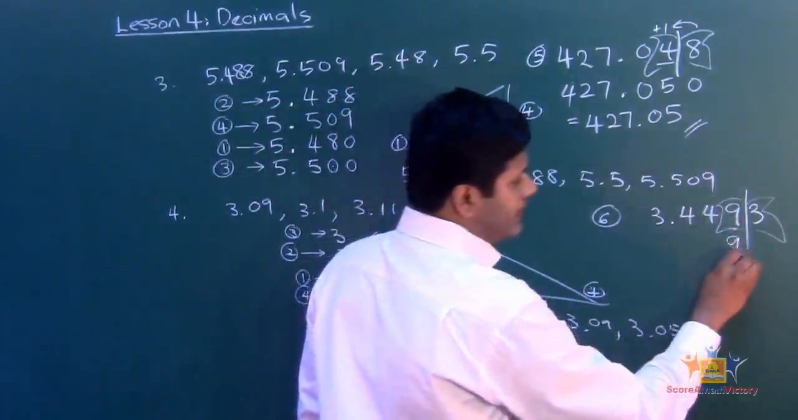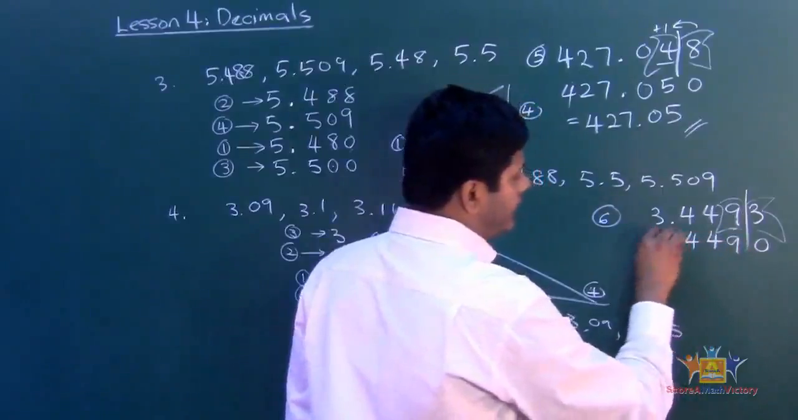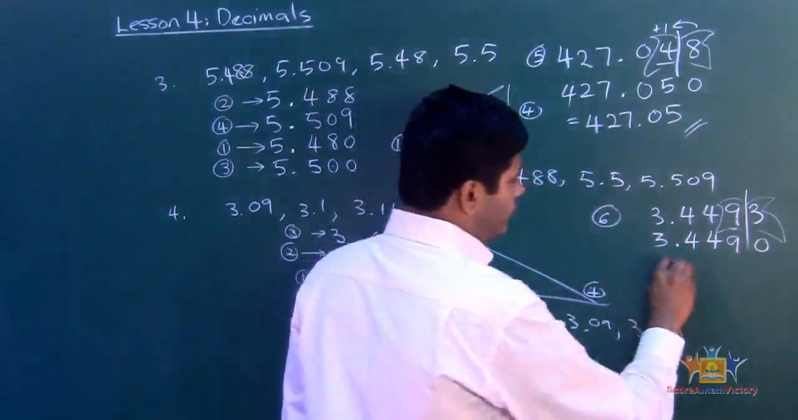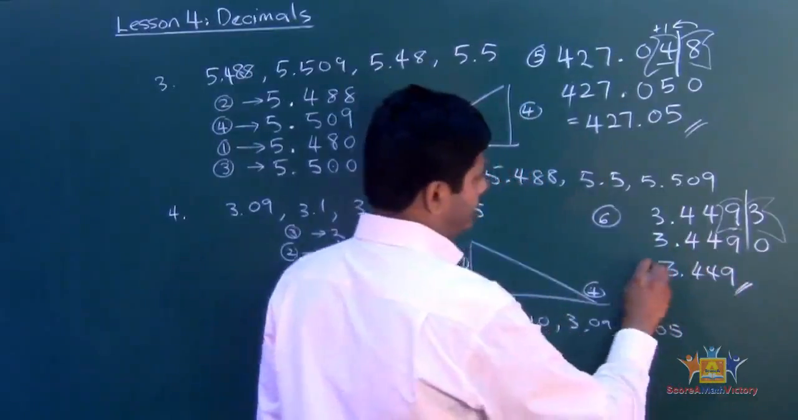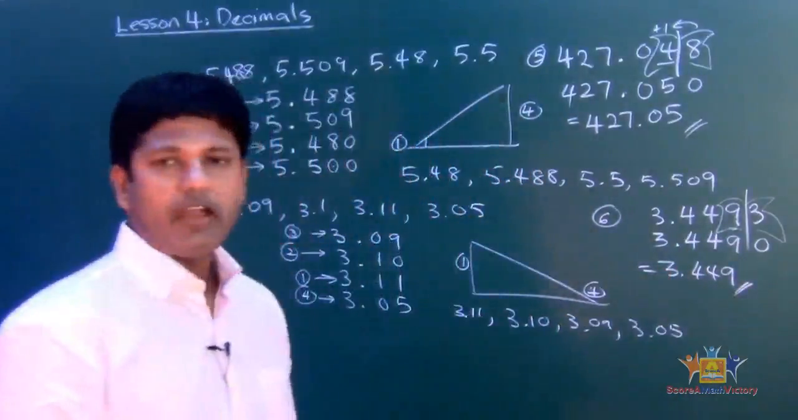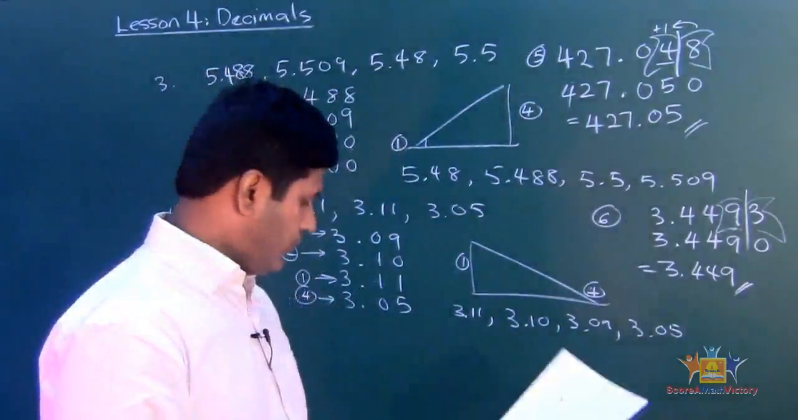So bring the 9 down, make this one 0, 4, 4, 3. So in other words, 3.449 is the answer. Okay, when we round it to the 1000th place, it's 3.449.